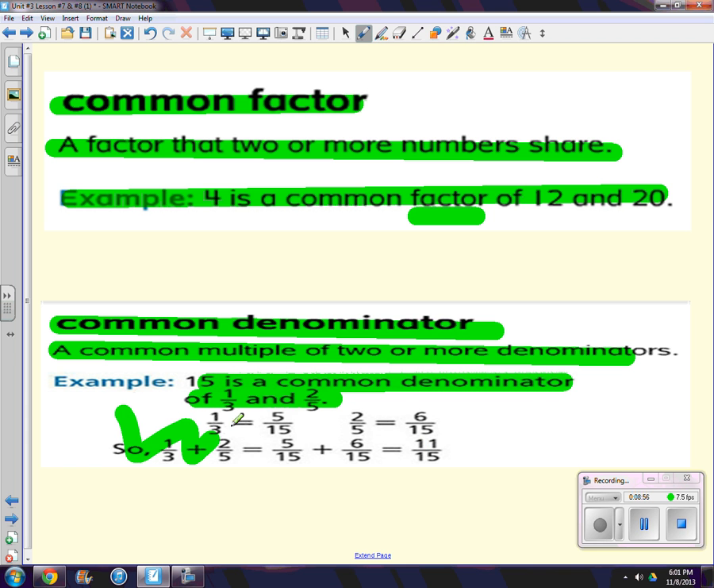11/15. So go ahead and copy that down in your black notebook, nice and neat, so you have that definition as well. Pause it if you need to. If not, if you have it copied down, let's move on.